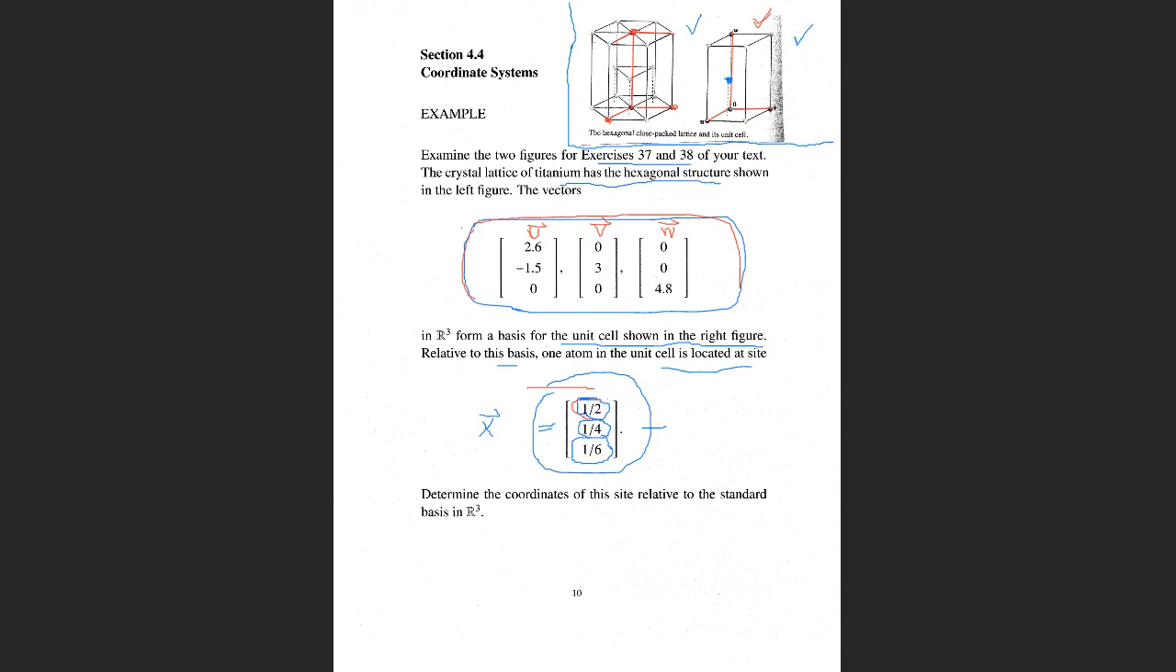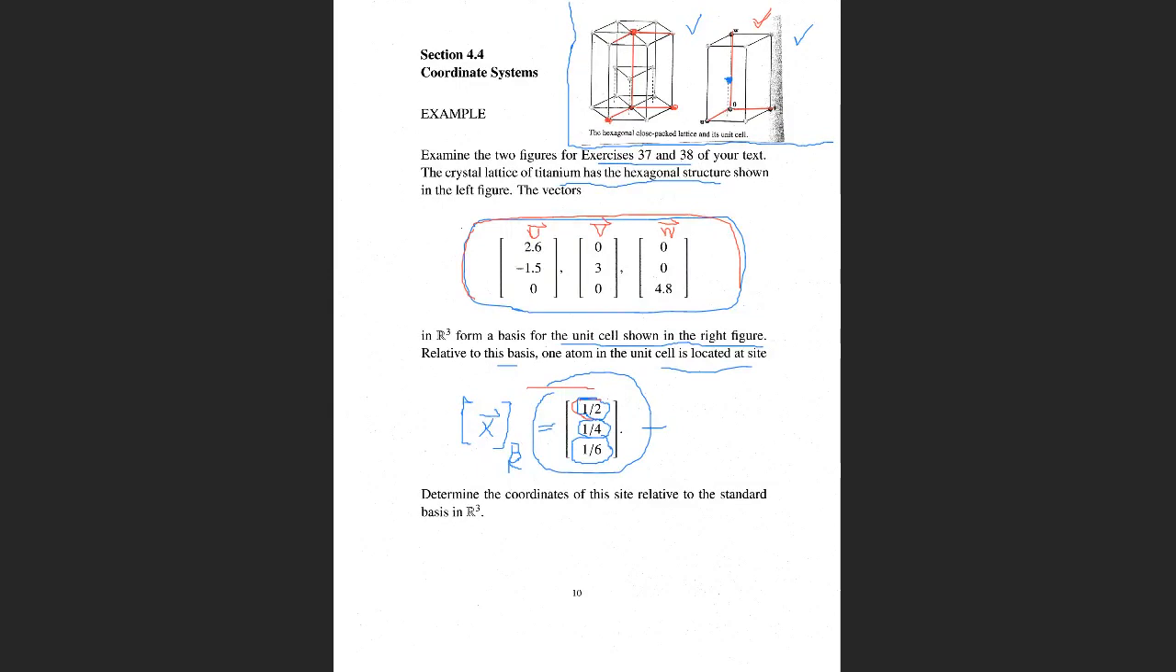No. A half, a fourth, and a sixth equals, it's the coefficients. That's right, Benjamin. And this is a coordinate vector. So a half, a fourth, and a sixth is a coordinate vector of x relative to basis B.